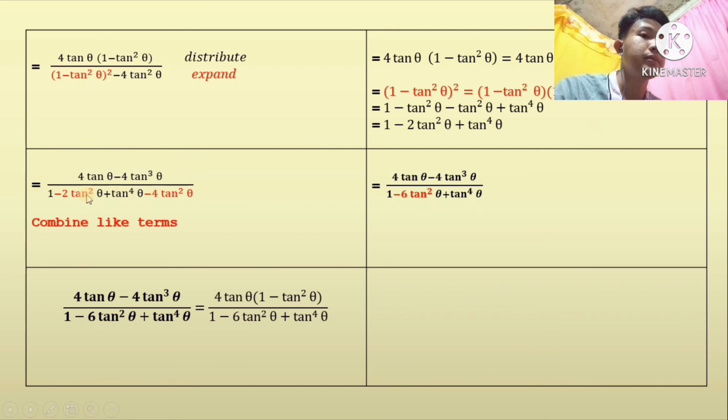So combine like terms. Negative 2 tangent squared theta minus 4 tangent squared theta will become negative 6 tangent squared theta. So our equation will be 4 tangent theta minus 4 tangent cubed theta over 1 minus 6 tangent squared theta plus tangent raised to 4 theta. So our proving is correct, is true.